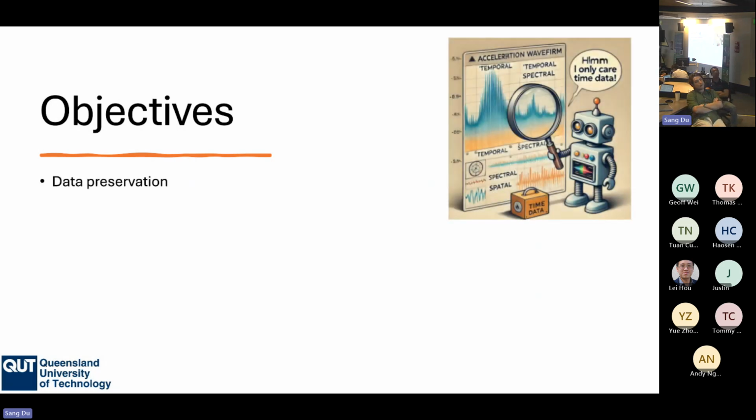So let's focus on the objectives. Broadly, today I will cover two objectives here. The first thing is data preservation because all we need is data. Data is very important for us. Whenever we apply a statistical model or any machine learning model, and we convert data from one domain to another domain, we always lose a lot of information. So the first thing is data and feature preservation.